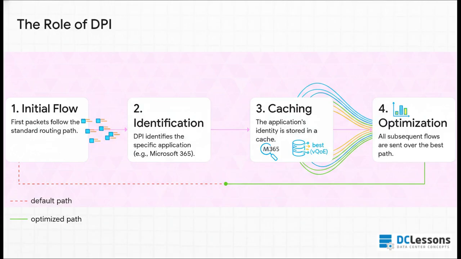Now, here's the crucial part. It leaves that initial connection alone. It doesn't move it. Why? Because messing with it mid-flow could break things like NAT and kill the session. But for every new connection that user makes to Microsoft 365, the router already knows what it is and instantly sends it down the path with the best VQOE score. It's smart, efficient, and doesn't break anything.